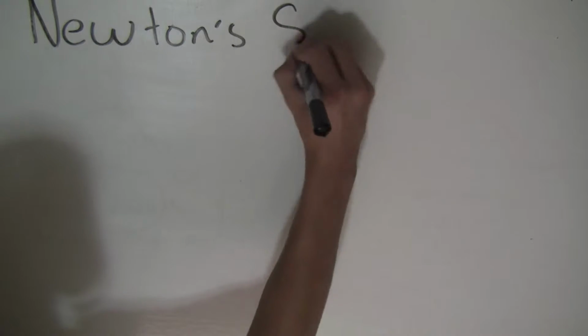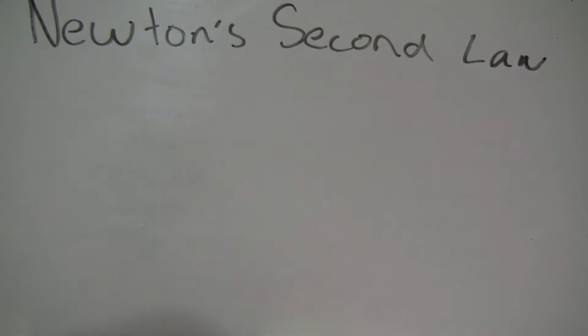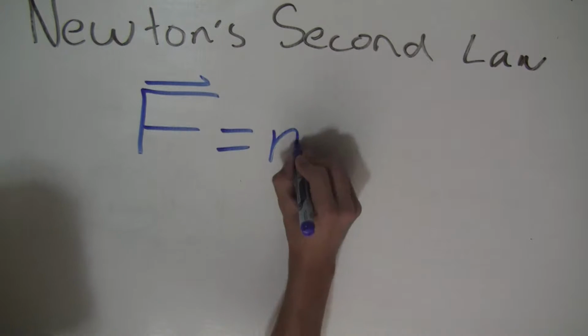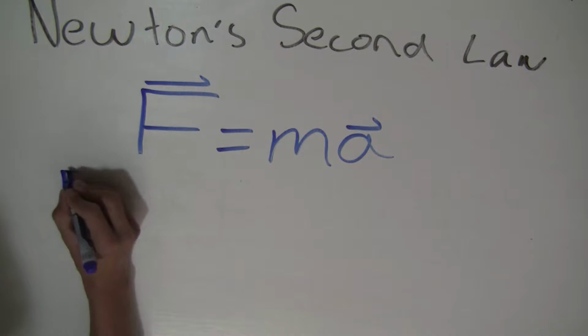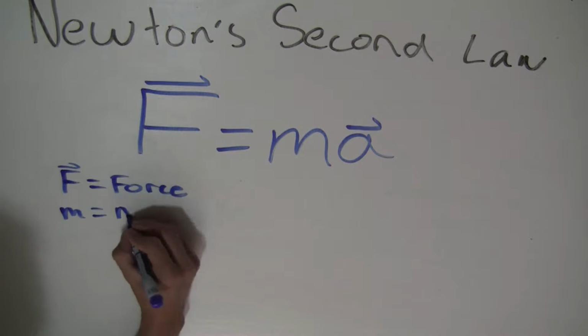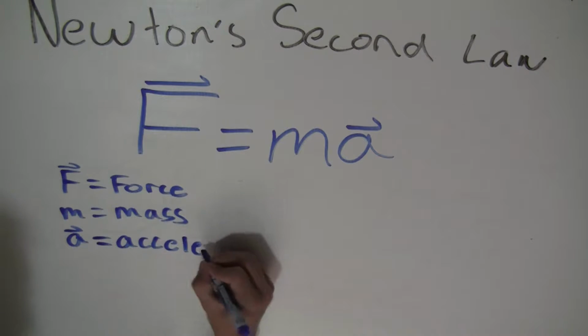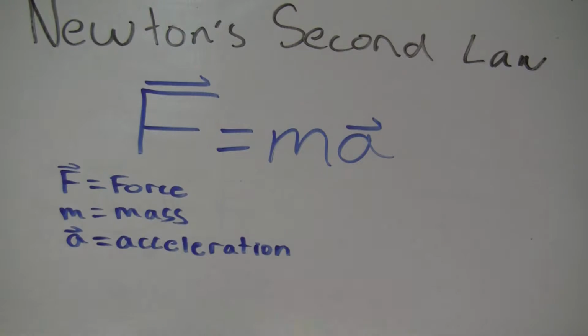Newton's second law states that an unbalanced force causes an object to accelerate. He came up with the equation F equals ma, where F is the force in newtons, a is the acceleration in meters per second squared, and m is the mass in kilograms.